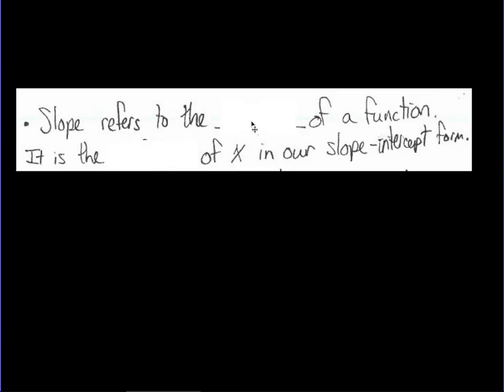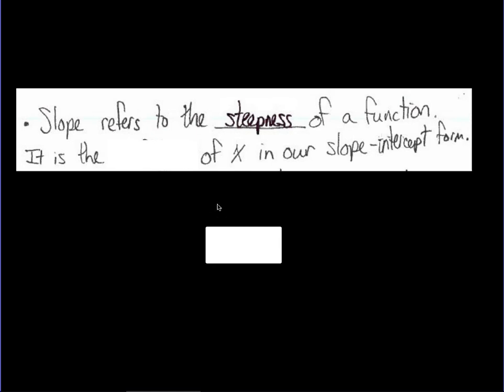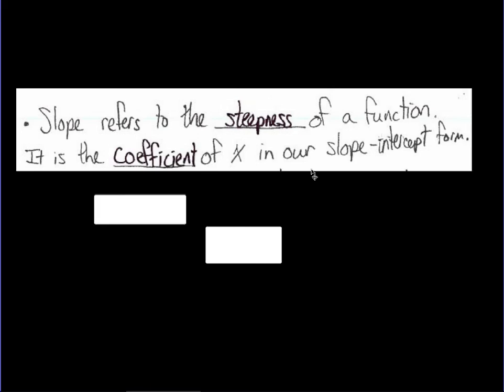So slope refers to the steepness of a function. It's talking about how hard it is to go up, or how difficult it is to go down, or maybe anything in between. It is the coefficient of our slope-intercept form.